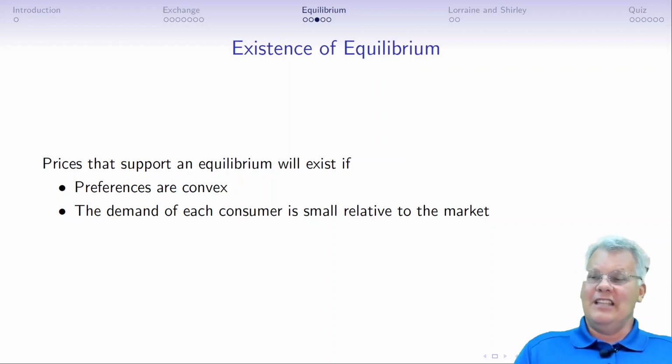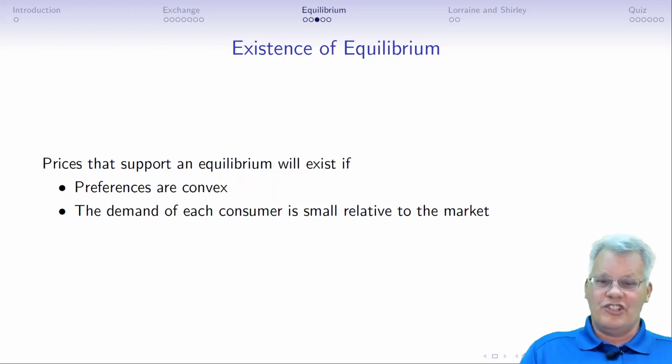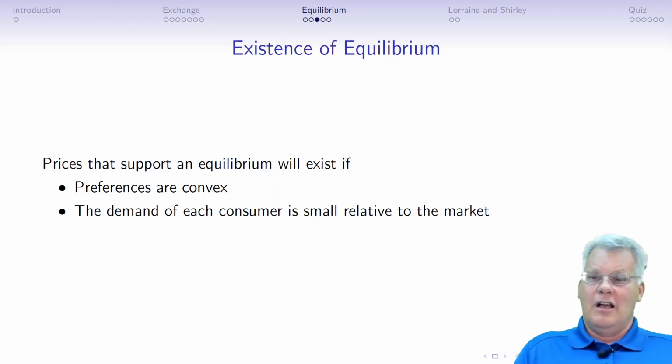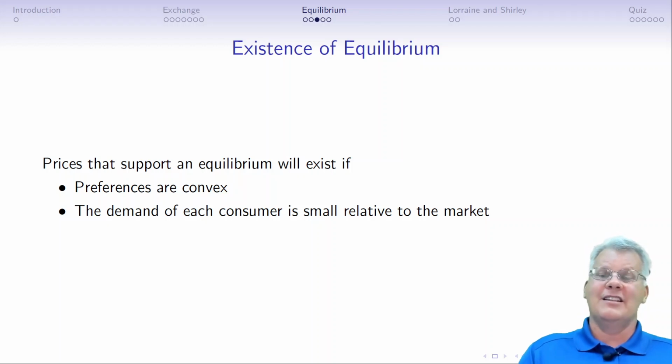So equilibrium will exist if preferences are convex and if the demand of each consumer is small relative to the market. So if each consumer is small relative to the market, meaning that they don't have market power, right, the ability to set or control prices, then it can be proven that prices will exist that support a general equilibrium.